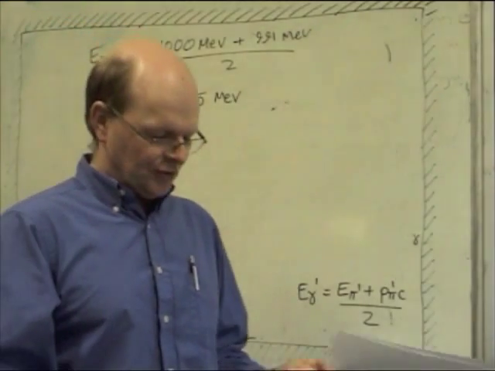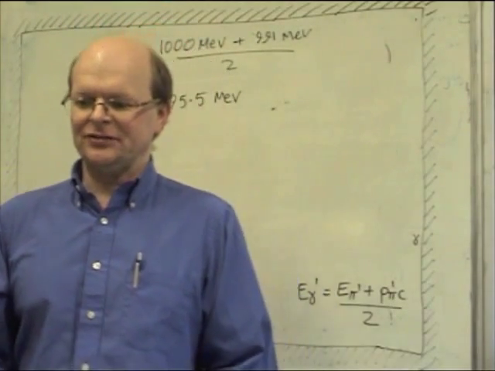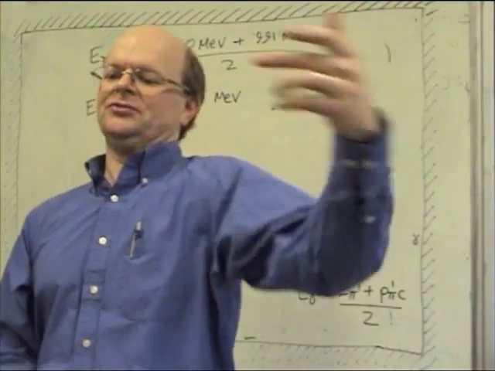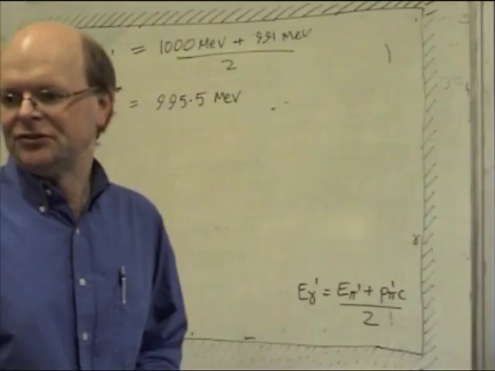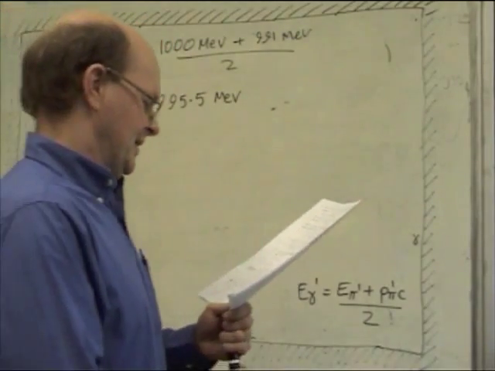So if you're moving directly towards the pi meson as it decays, and one of the photons from the pi meson happens to be emitted directly towards you, that particular photon is going to have most of the energy, and the other photon is going to have almost none.